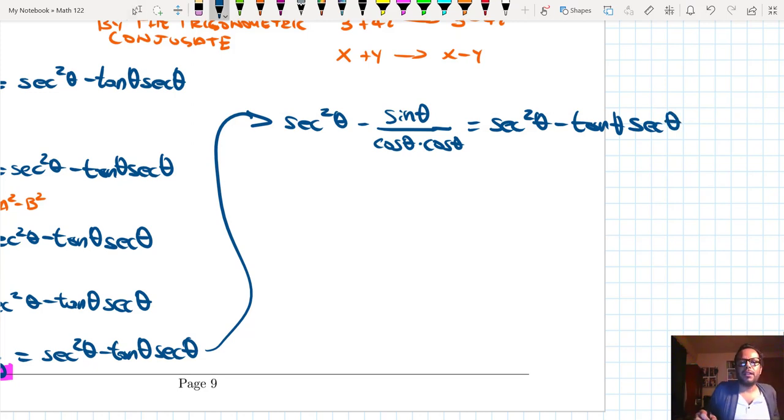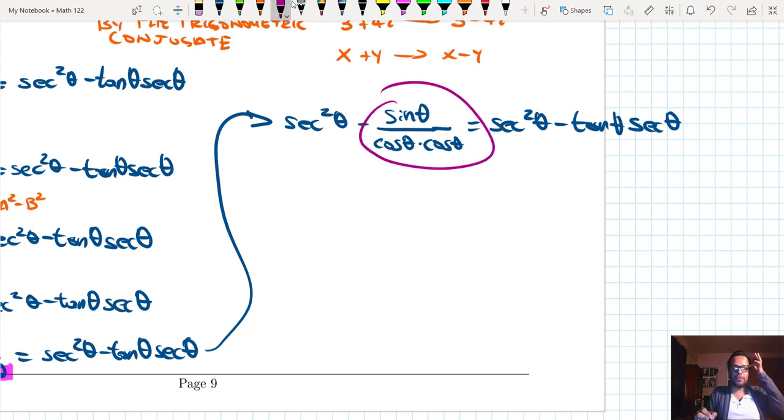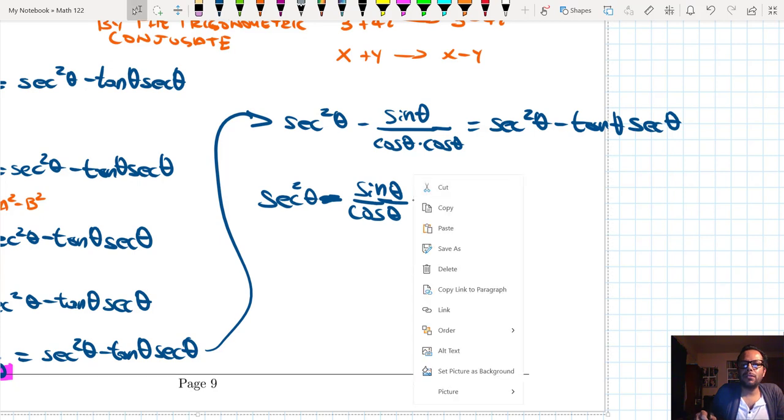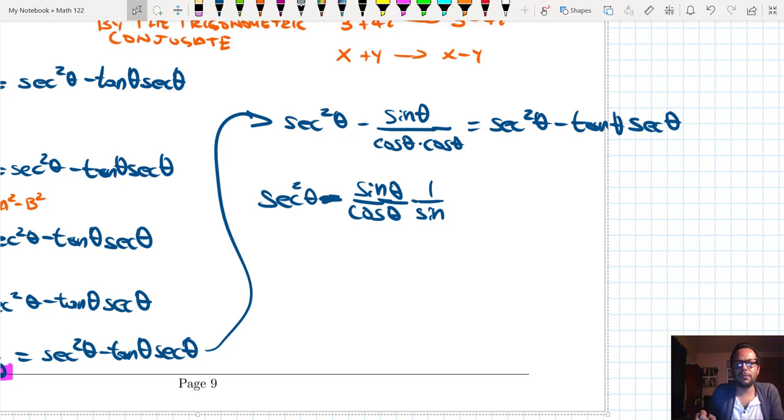All right. Now, I'm going to break this up a little bit further. This term I just circled, this second term on the left-hand side. First remains the same. And I'm going to say minus sine over cosine times 1 over cosine theta. Okay.